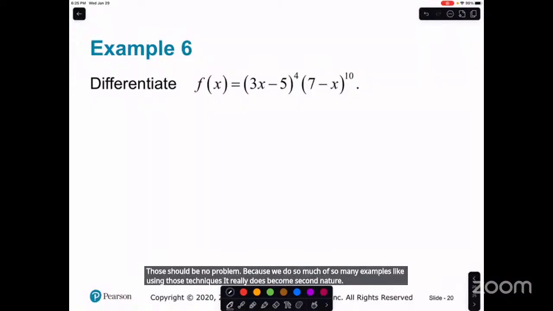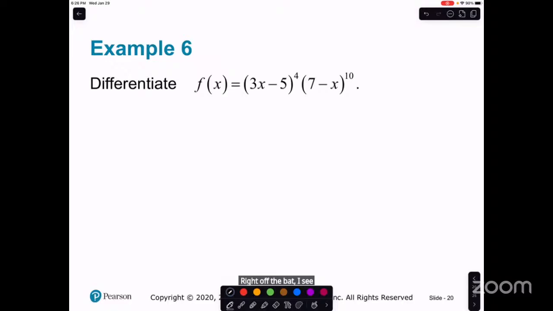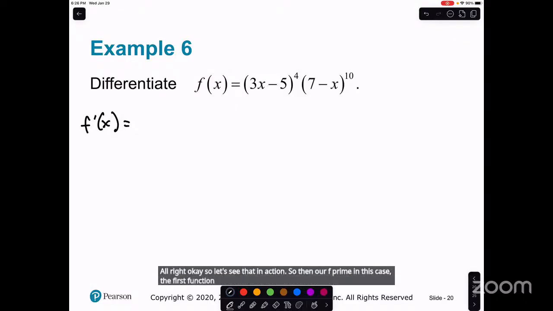Okay, so now we have an application, I think, of all the techniques we've talked about. Right off the bat, I see extended chain rule. I see the product rule, right? So let's go ahead and do a quick recap on the product rule from Monday. Product rule was what? Let me see. The first times the derivative of the second plus the second times the derivative of the first. All right, okay? So let's see that in action. So then our f prime, in this case, the first function, we just copy.